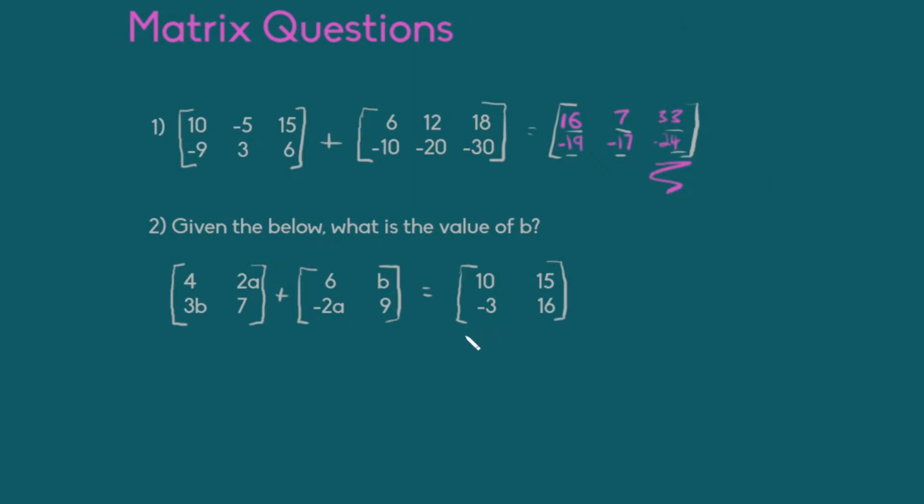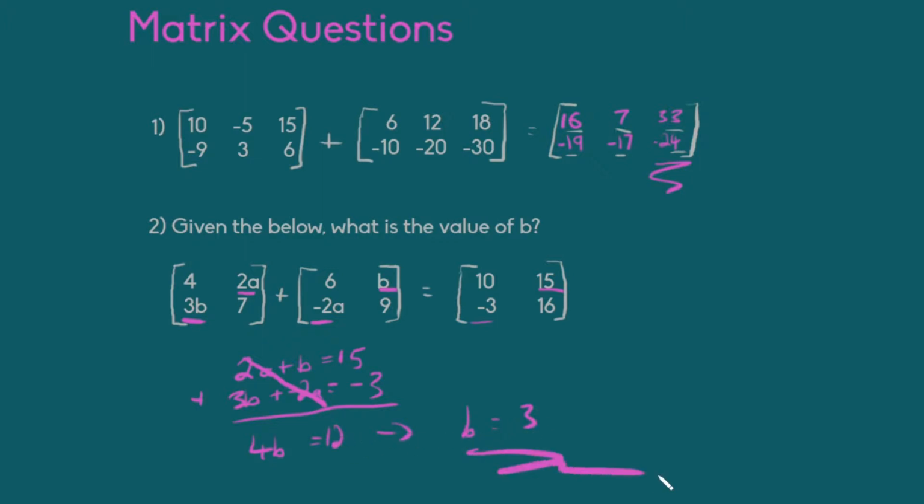Now the second question is not quite as straightforward, but we need to think about how this works. Essentially we get a set of simultaneous equations. So if we take the 2 corners that have the a and the b in, we can extract the equation 2a plus b equals 15 from the top right corner. And from the bottom left corner of 2 matrices, we can get 3b plus minus 2a equals minus 3. When we stack these 2 equations above each other, we notice we have a simultaneous equation. We need to work out the value of b. If we add these 2 equations together, the 2 a's cancel out, and we end up with 4b equals 12, and therefore b is going to equal 3.